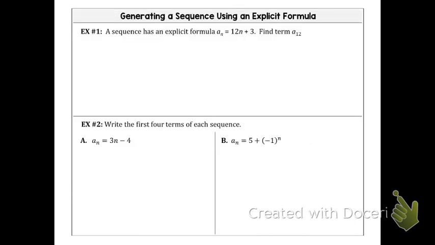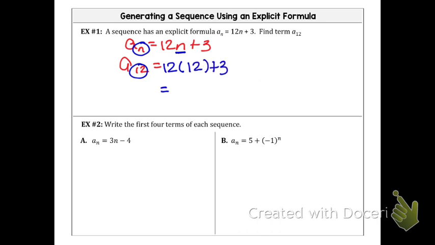All right, so example 1 says a sequence has an explicit formula, a sub n equals 12n plus 3. Find a sub 12. So we know that a sub n is equal to 12n plus 3, and we're looking for a sub 12. Notice that the n has now changed to a 12. So over here where we have an n, we're actually going to plug in a 12. And so 12 times 12 is 144, plus 3 is 147.